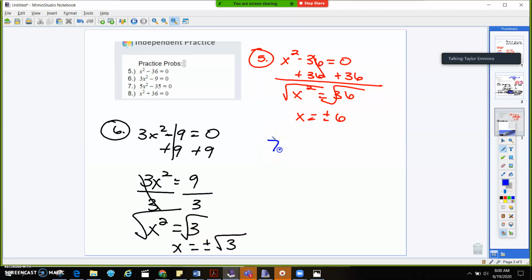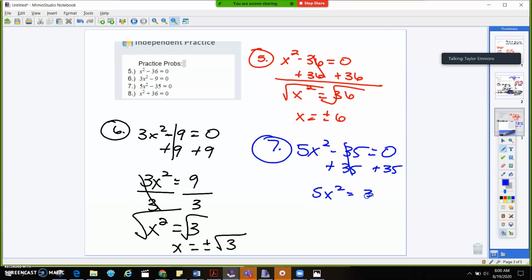On number 7, there's a couple different ways you can do this one, but I'm going to show you the way that I like. I like to move the c term over, so I'm going to add 35 to both sides. And 5x squared equals 35. You're going to divide by 5 on both sides. You're going to get x squared equals 7. Go and take the square root. X equals positive and negative square root of 7.